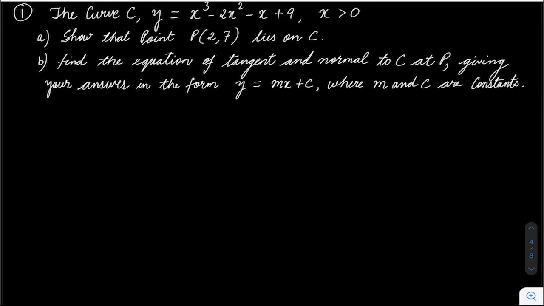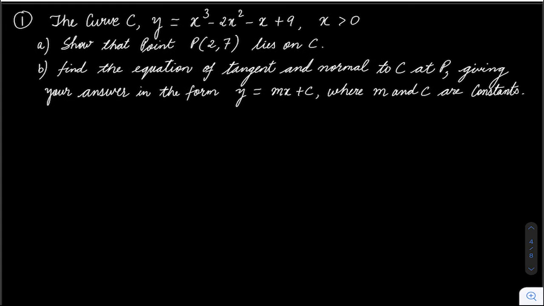First question. The curve C is y equal to x cube minus 2x square minus x plus 9. So we have a cubic, and it's given that x is greater than 0. First, we have to show that P (2, 7) lies on C. It means we have to show that when x is 2, y should be 7. That's all we need to show.